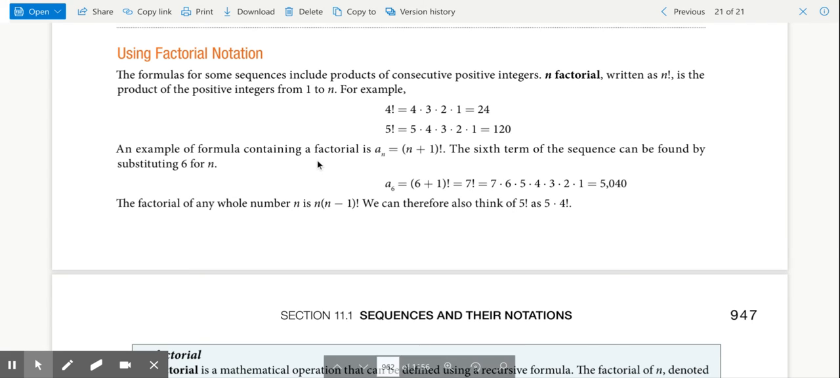So you could have a formula with this. If you had n plus 1 factorial and you wanted to find the sixth term, that'd be 6 plus 1 factorial, which is 7 factorial. And then you would do 7 times 6 times 5 times 4 times 3 times 2 times 1.